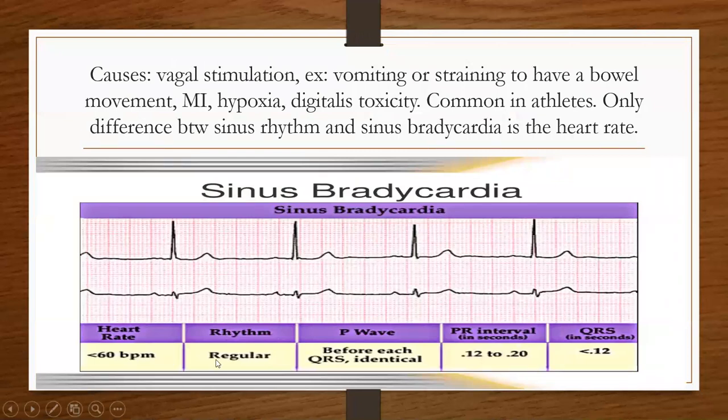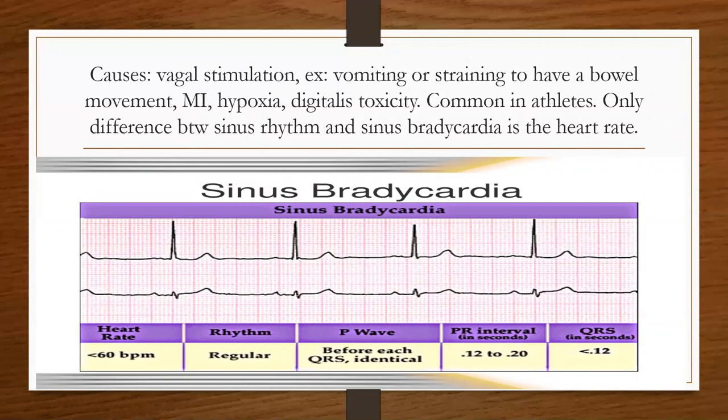Sinus bradycardia. With sinus bradycardia, we have a heart rate less than 60. Our rhythm can be regular. We have a P wave that comes before our QRS. PR interval is 0.12 to 0.20, and our QRS is less than 0.12 seconds. Some causes of sinus bradycardia are vagal stimulation, for example, a patient that's vomiting or straining to have a bowel movement, if that patient's had a heart attack or lack of oxygen, and some medications such as digitalis toxicity can cause sinus bradycardia.